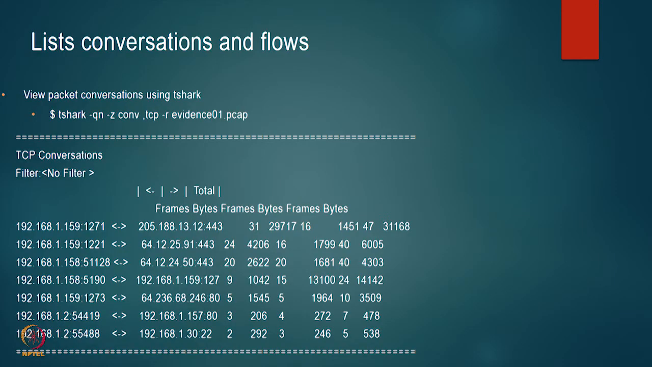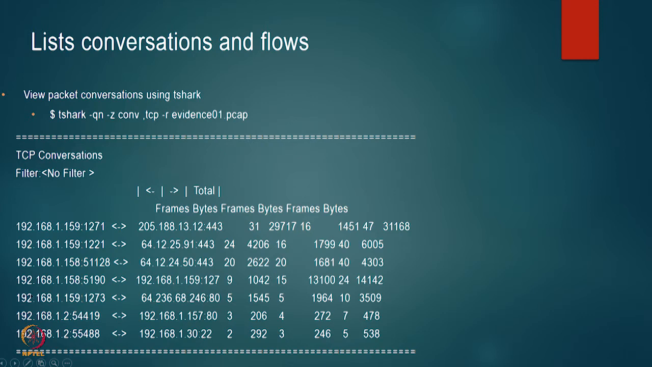How do I list the conversations and flows? Straightforward, we can use TShark to get the TCP-based conversations from the evidence file. Once you do that, you get something like this. It shows the number of frames and from which connection. This tells you that a secure socket connection has happened here. Because the port number is 443, this tells you that there has been a web connection between these two machines, and so on. Looking at the port numbers, you will be able to identify that a bunch of these conversations have happened.